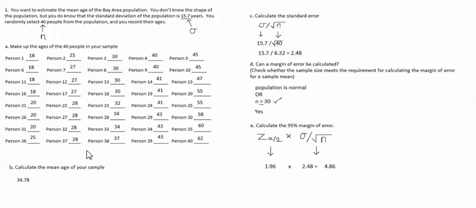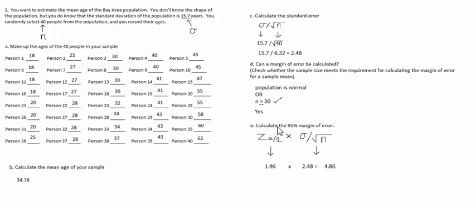The next part says, can a margin of error be calculated? When you're calculating the mean of a sample, like we are here, you have to use this rule to decide if the margin of error can be calculated. The margin of error can be calculated if either the population is normal or the sample size is at least 30. The question says that you don't know the shape of the population. You don't know if it's normal or skewed. So this first part doesn't check off. But our sample size is 30 or larger. We have a sample size of 40. So this checks off, and the answer is yes.